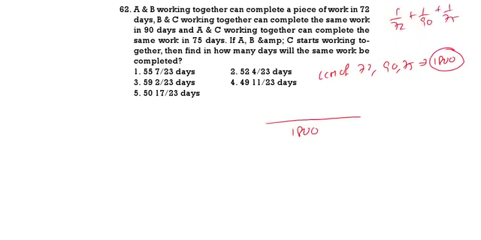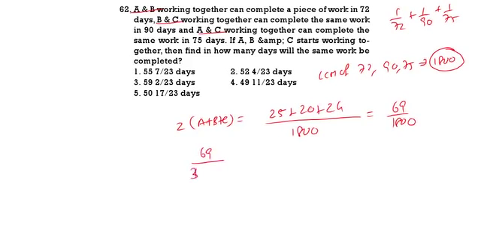72 to become 1800, 25 times. I need to add 25 times. 90 to become 1800, 20 times. 75 to become 1800, 75 2s 150, 75 4s 24. That is 69 by 1800. And here A and B, B and C, A and C, that is 2 of A plus B plus C is equal to 69 by 1800. So A plus B plus C is equal to 69 by 3600.